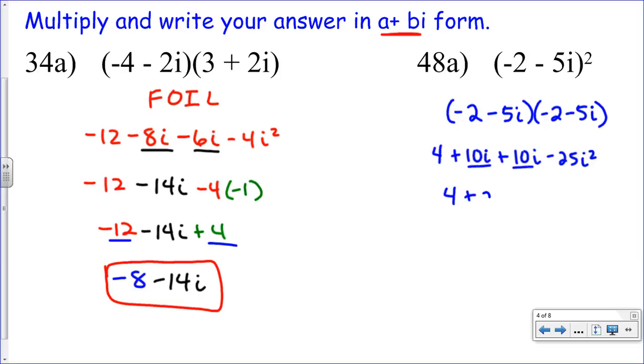So, you get 4 plus 20i plus 25, negative 25 times negative 1. Yeah, thank you. So minus 25 then. Negative 5 times negative 5 is positive 25. So negative 21 plus 20i. That's what you should have gotten.